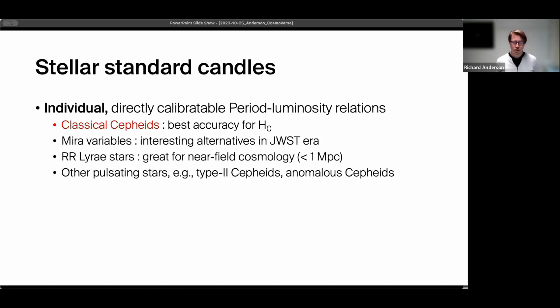Among the stars that we use for this, among the individual classes, the most typical ones that are used are, of course, the classical Cepheids. Probably many of you here in this audience already know those, and those have enabled the most accurate measurements of the Hubble constant to date. Then there's, of course, other types of stars that are also pulsating stars that obey period luminosity relations or Leavitt laws, such as the Mira variables, and they're particularly interesting in the James Webb era. The RR Lyrae stars are extremely good for more nearby things. And then there's, of course, other types of pulsating stars that can, in principle, be calibrated, but they do not offer the kind of calibration, the kind of accuracy that we need in order to measure the Hubble constant so accurately.